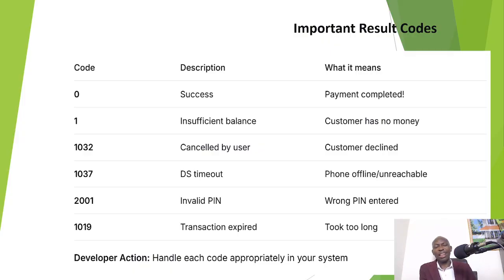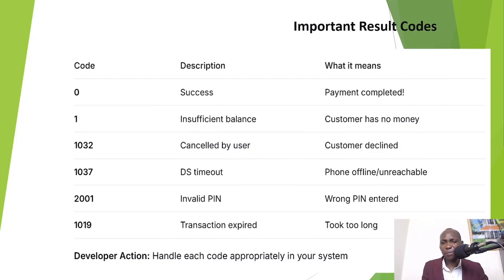Your phone is unreachable. For example, you have made an STK push to your phone number, but your phone is off. You want to pay for something online, you input your phone number, but your phone is off. That phone number will be unreachable or offline. 2001 invalid PIN, wrong PIN entered. 1019 transaction expired. Developer action: handle each code appropriately in your system. We are going to do this.